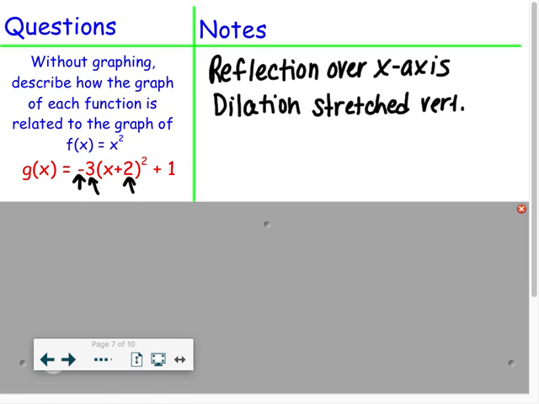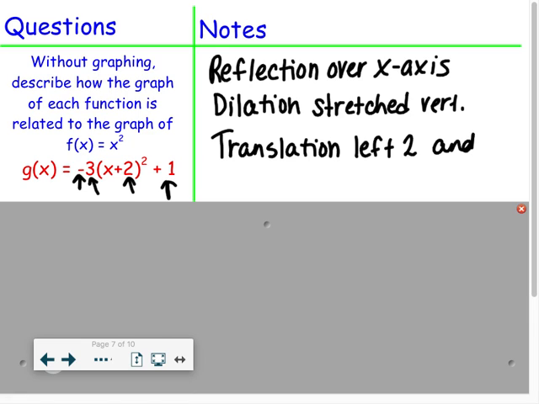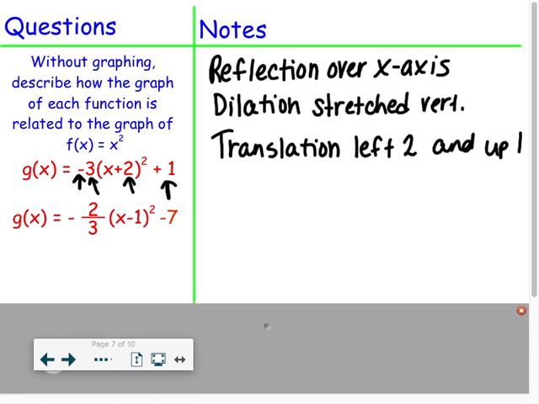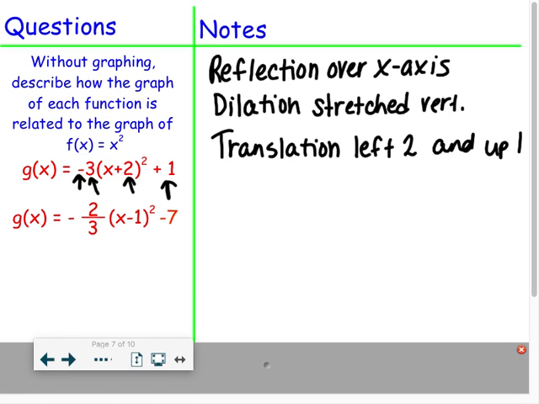Then we can move over to the 2, and this is going to be a translation. And the plus 2 in the parentheses goes in the negative direction, so left 2. And because it's a translation for the 1 here, I can just say and up 1. So I don't have to write the word translation twice. All right, last one. Negative sign is a reflection again over the x-axis.